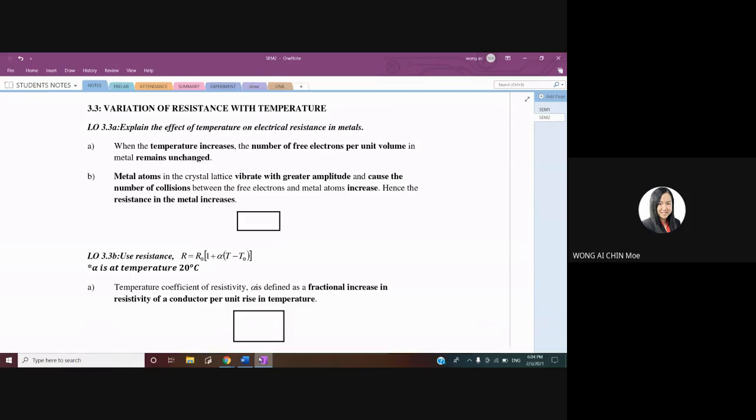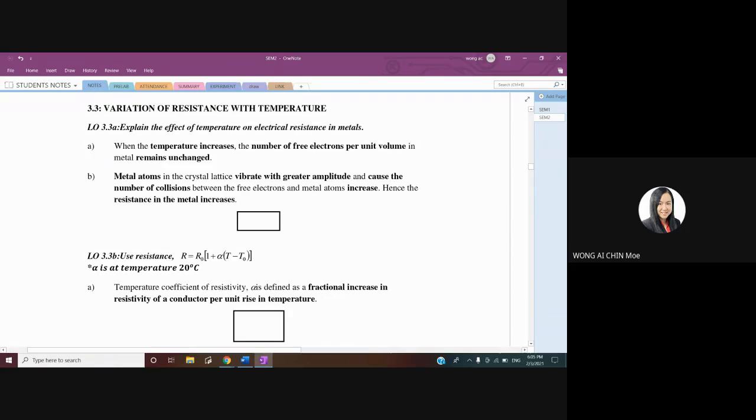Okay, welcome back. We will continue with 3.3, the third subtopic, the variations of resistor with the temperature. In our previous subtopic, we know that our resistance is directly proportional to the temperature. It depends on the temperature.